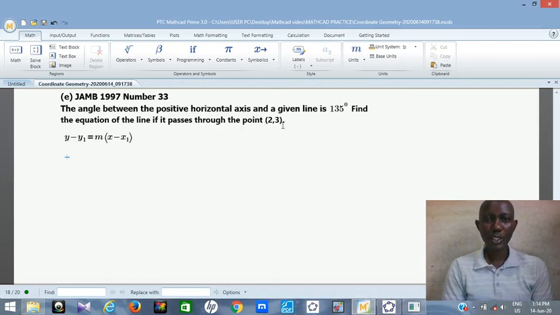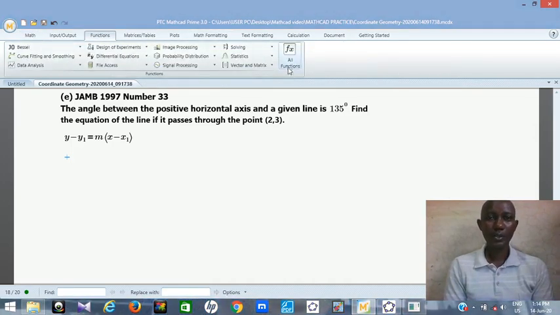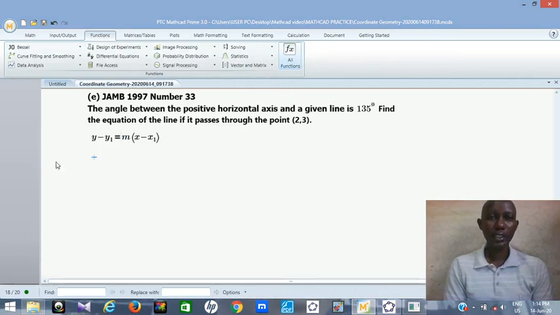And the point this line passes through is 2, 3. So x1 is 2 here, y1 is 3. But gradient, remember then we said tan theta is gradient. Let me get my tan theta here.